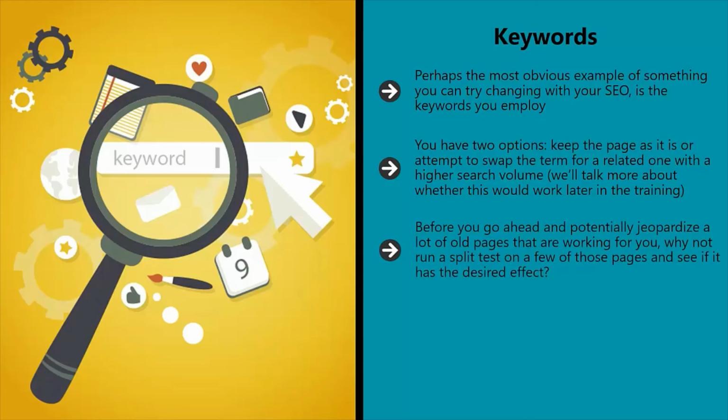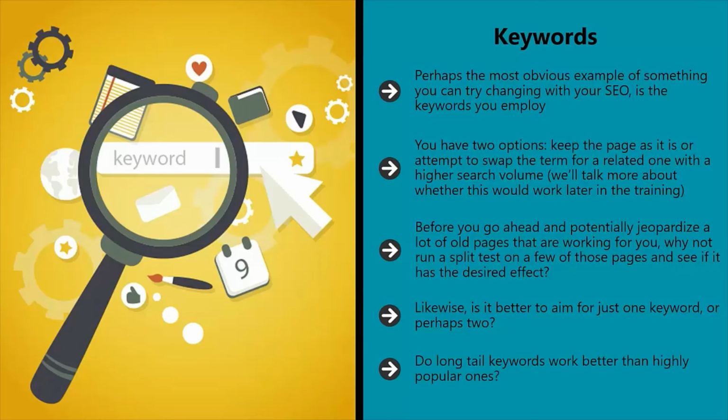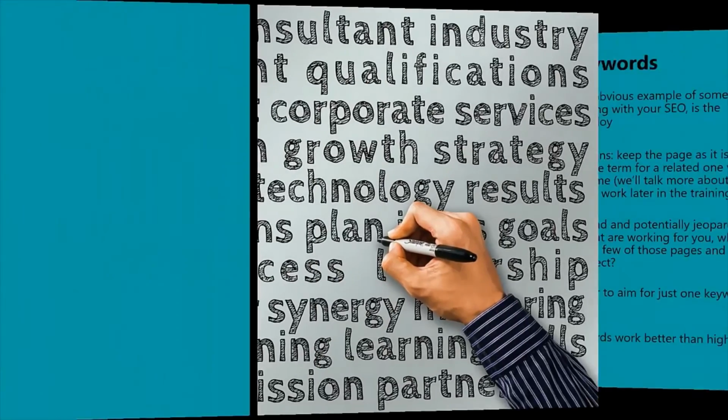We'll talk more about whether this would work later in the training. Before you go ahead and potentially jeopardize a lot of old pages that are working for you, why not run a split test on a few of those pages and see if it has the desired effect? Likewise, is it better to aim for just one keyword or perhaps two, maybe a whole bunch? Do long-tail keywords work better than highly popular ones? All of this is open to experimentation.